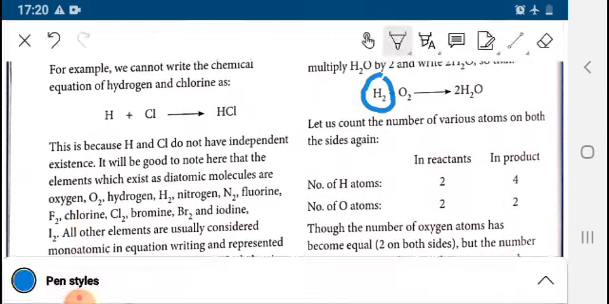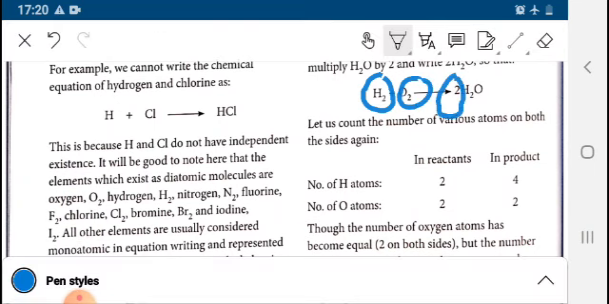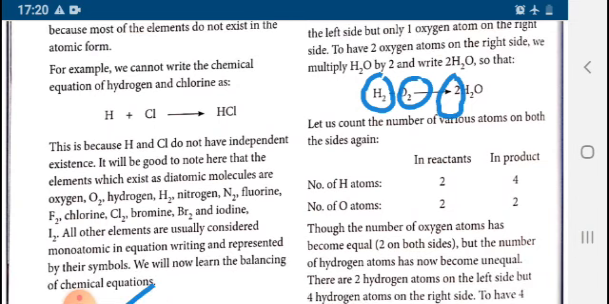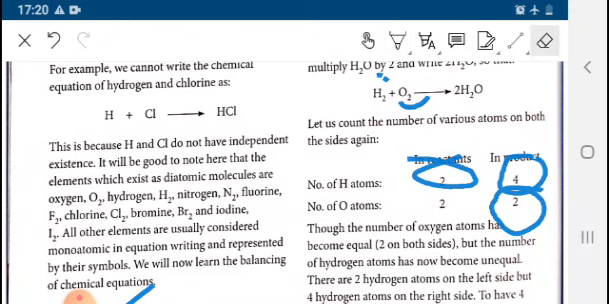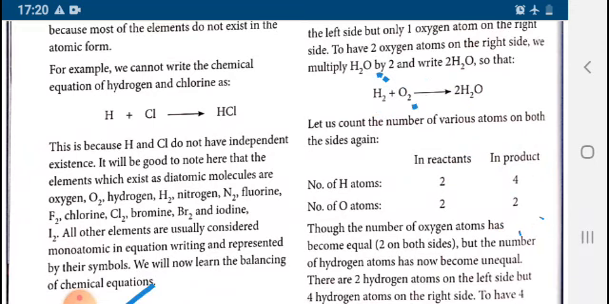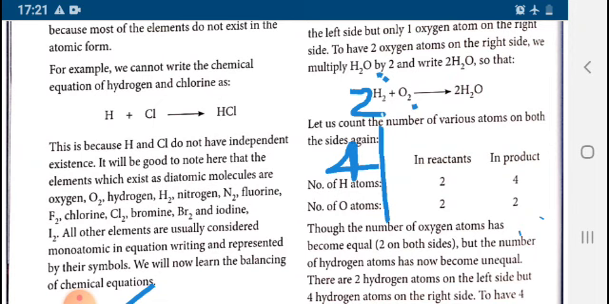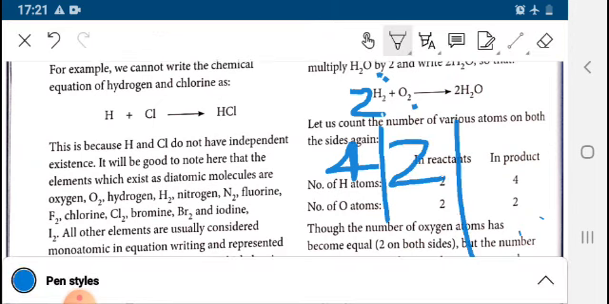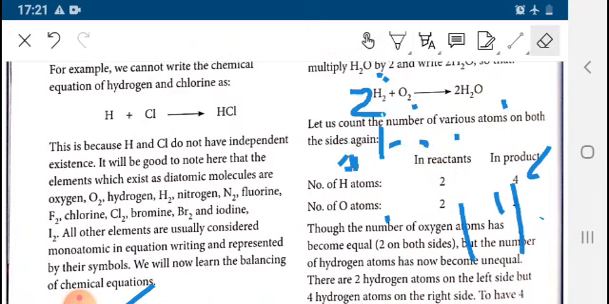So 2 hydrogen, 2 oxygen. What if we place 2 in front of H2O? Now you can see on the product side hydrogen became 4, and oxygen in the product became 2. Now again the reaction is not balanced, so what do we have to do? Now we will write 2 here. So what happened? 2 twos are 4, meaning a total of 4 hydrogen on the left side. How many oxygen? 2 oxygen. How many hydrogen on the right side? 4 hydrogen. How many oxygen? 2 oxygen. Now the reaction is balanced.